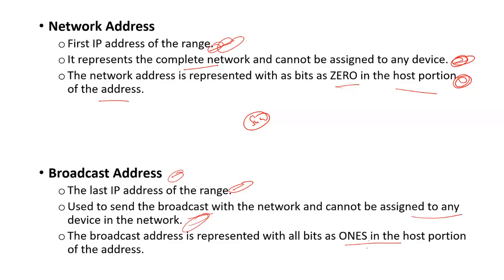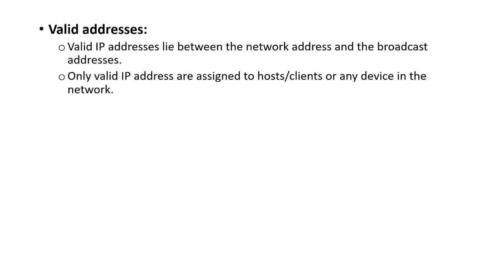What is a network address? What is a broadcast address? And the valid IP addresses are whatever addresses we have between the network address and the broadcast address. Only valid IP addresses are assigned to hosts, or the client devices we have.